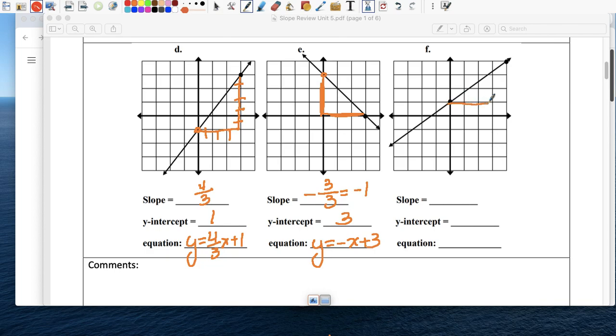Again, this is the change in x. This is the change in y. So the change in y values is 1, 2, 3, so 3. Change in x values is 1, 2, 3, 4. It's positive, so keep it that way. The y-intercept is right here. It crosses the y-axis at 1. So y equals 3/4 x plus 1.